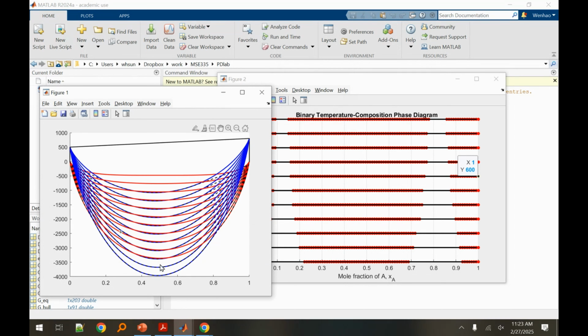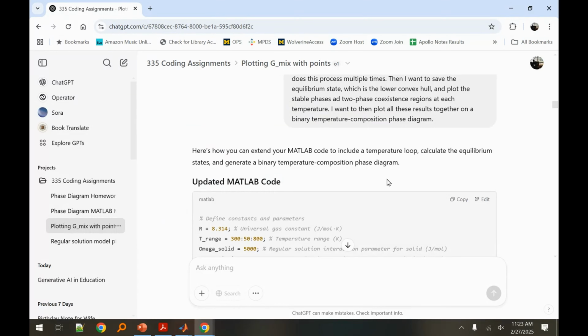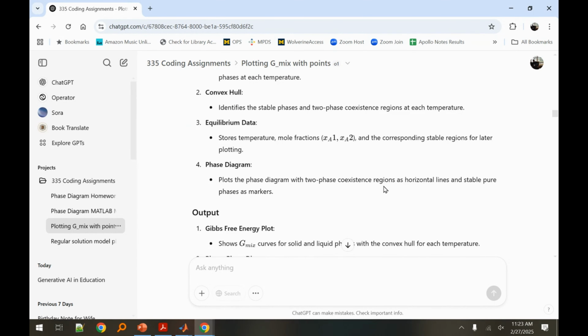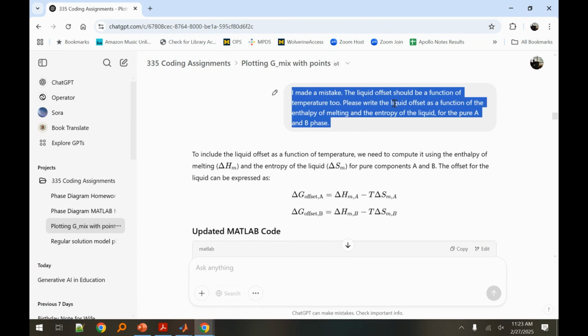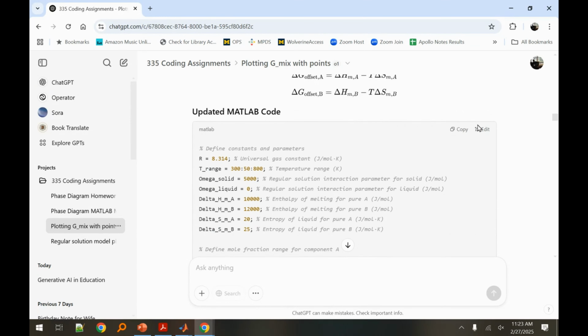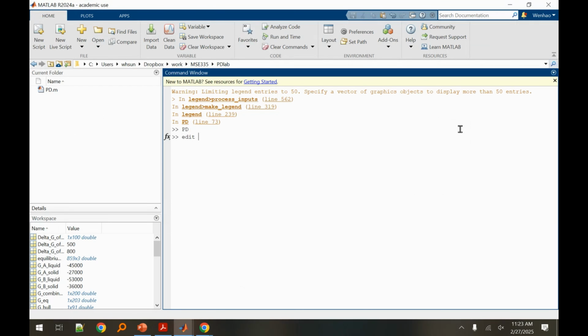So let me go back to my code, and I probably wrote this last time. I made a mistake. The liquid offset should be a function of temperature too. Please write the liquid offset as a function of the enthalpy of melting and the entropy of liquid for pure A and B phase. Okay, so then I go back to my code, and this is something I did last time, and I figured out what was going wrong, so I'm just going to do that.